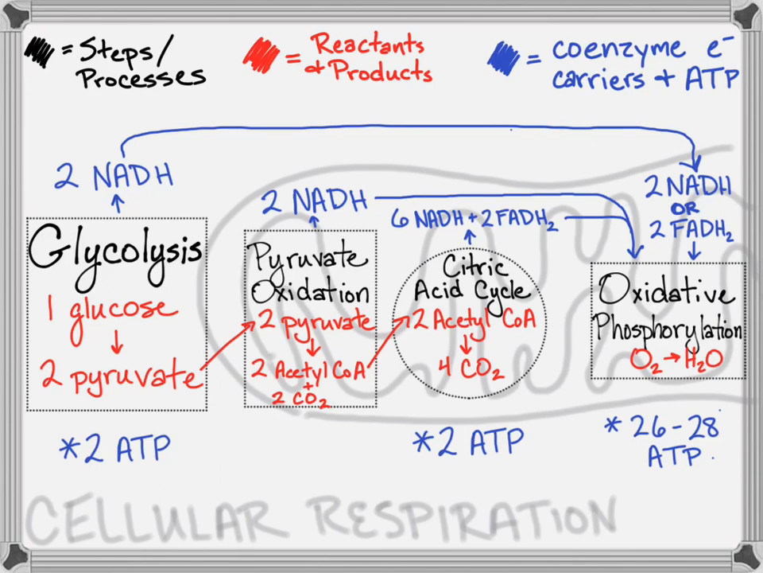So that's it. That's cellular respiration in a nutshell. Oxidative phosphorylation is what we sometimes call the electron transport chain or the electron transfer chain. So refer back to this whenever you need it, and I hope it helps you learn the coolness that is cellular respiration.